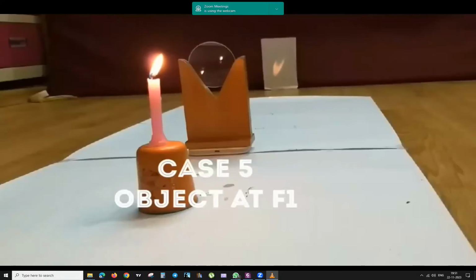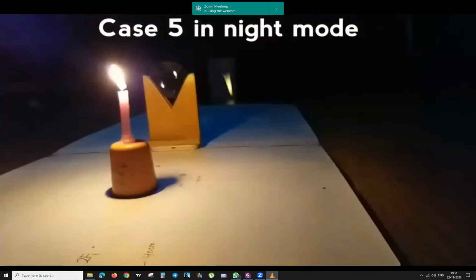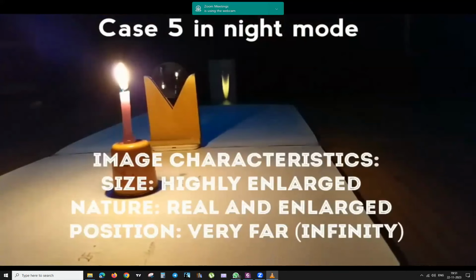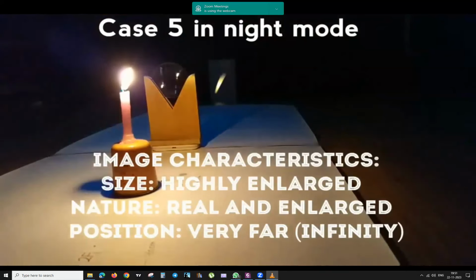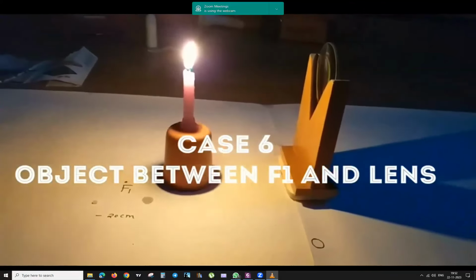You keep it at focus. Image, you have to keep the screen very far. And you can see the image, it is very enlarged, huge. When we say screen is very far, we just talk about maybe 3-4 meters here. You really can't keep it at infinity. There it is big. If you keep it between f1 and the pole, image is virtual.